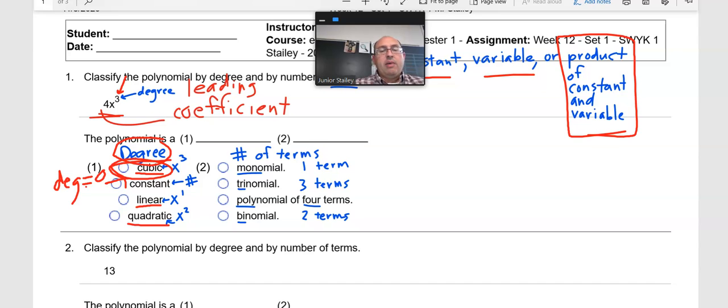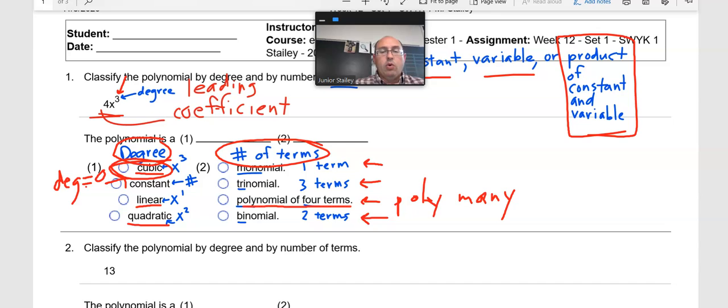And then we also classify it by the number of terms. So monomial would be 1 term, binomial would be 2 terms, trinomial would be 3 terms, and then we run out of cool terms, and so we say polynomial, poly, meaning many, and then we say how many terms there are. Polynomial of 4 terms, polynomial of 5 terms, polynomial of 7 terms, that kind of stuff. Anyway, this particular one is a monomial. So we have a cubic monomial in this particular example.